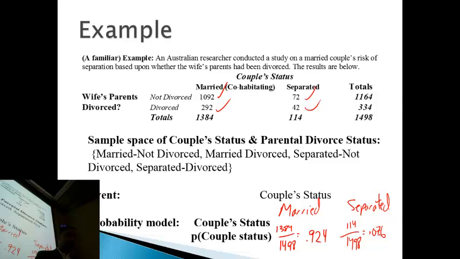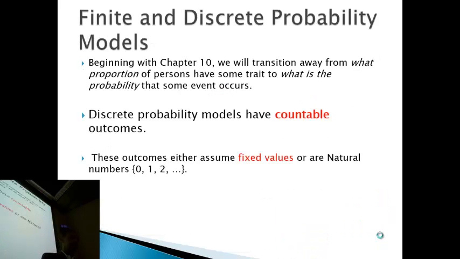All right. More movement. Here we go. So we have types of probability models. We have discrete probability models and continuous probability models. So in discrete probability models, we have countable outcomes. And when they're countable outcomes, they can assume finite values or fixed values.